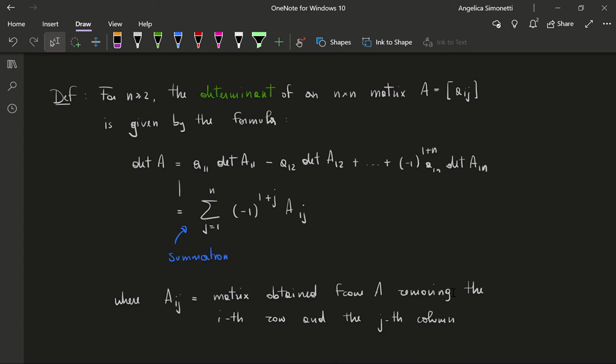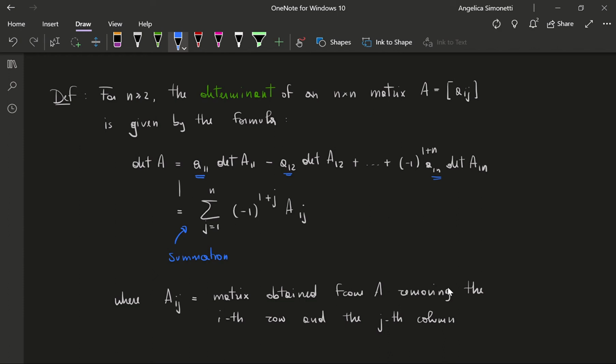A matrix is given by its entries, a_ij. So small a_ij is the entry in the ith row, jth column. What I'm doing here is picking the entries in the first row: the first entry of the first row, the second entry of the first row, all the way down to the last entry in the first row. Then I'm multiplying these entries, which are real numbers, by the determinant of a matrix, capital A11, capital A12, etc. I'll define these matrices in a second.